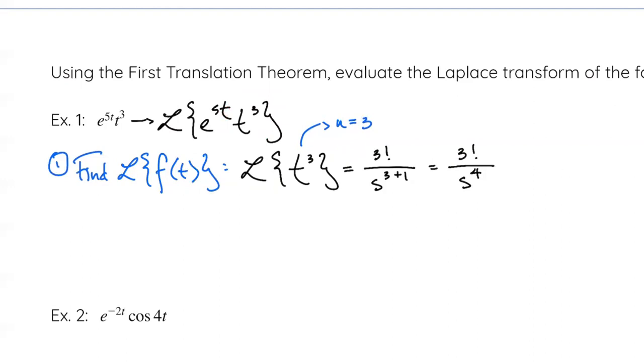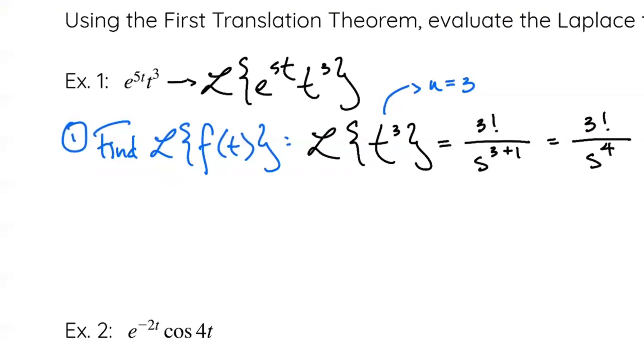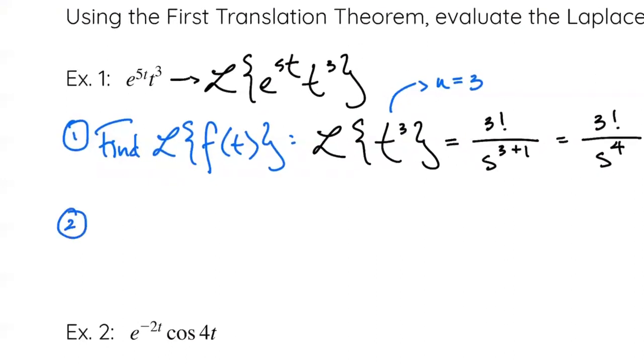And then what we're going to do using this first translation theorem is we're going to shift that so that everywhere we see an s, we're going to replace that with an s minus 5. It's almost like we get to do the problem in 2 steps instead of saying, let me go to the table and find what I need to find, okay?